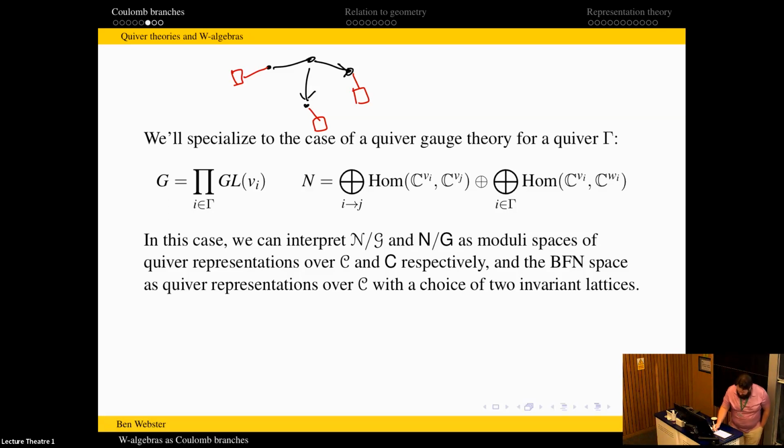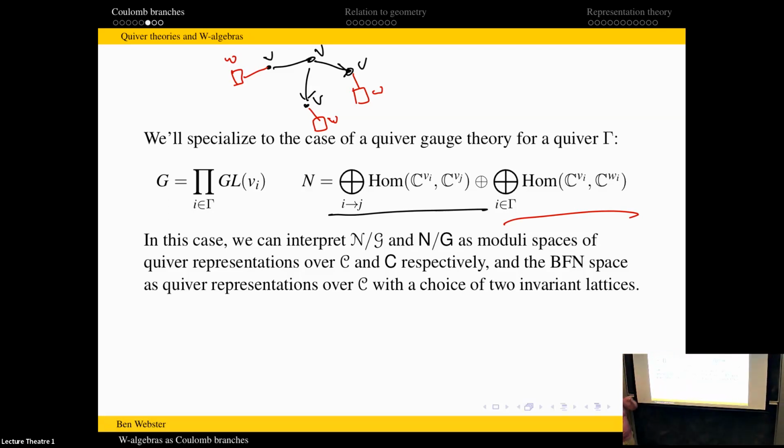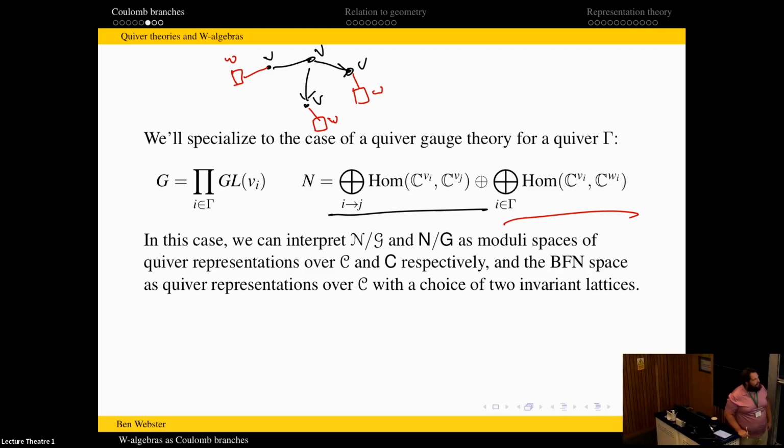I have W's here, right, and I have V's here, and I'm always looking at HOM along edges. So this part of the representation comes from the black stuff. This part of the representation comes from the red stuff. But should I think of it just as a framed quiver? Yes, this is just a framed quiver. So the Higgs branch of this theory, probably should have said this, sorry, is a Nakajima quiver variety.